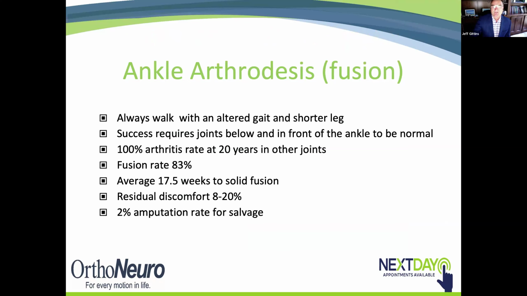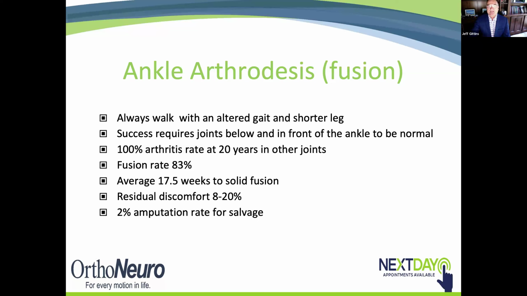The success requires joints below and in front of the ankle to be normal. There's 100% of arthritis at about 20 years in other joints. So this procedure will lead to arthritis at other joints in approximately 20 years. The fusion rate is approximately 83% of the time. That means 17% of the population has an ankle fusion, not very happy with it because it may not heal all the way, or it may have to be revised.